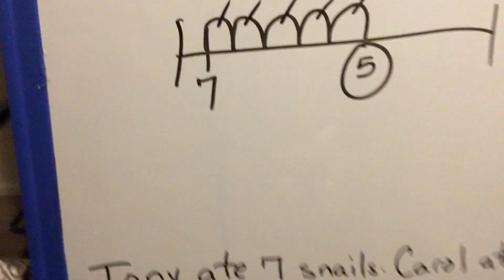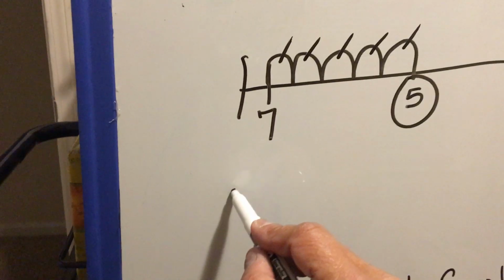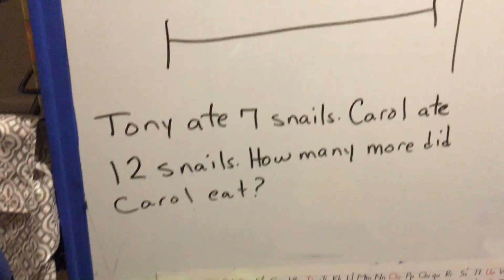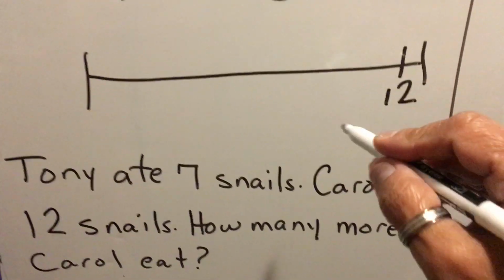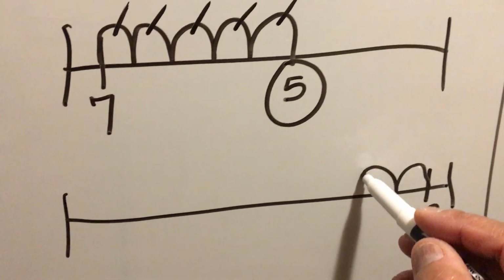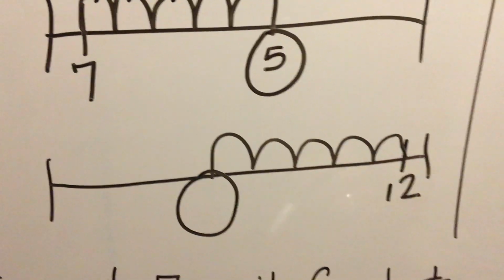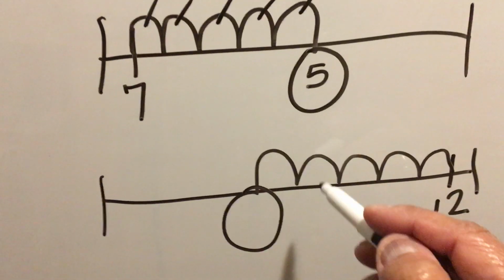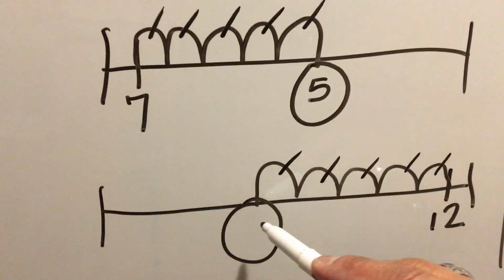Okay? I'm going to check my answer. I did the addition one, so now I'm going to do the subtraction one. If I'm going to do the subtraction one, I have to start with the bigger number. So my bigger number here is 12, and 12 starts on this side because it is the bigger number. I'm going to count down to 7. So it's 12, 11, 10, 9, 8, 7. I'm going to stop right there. I counted to 7, so I really don't need to fill that part in because that's where I stopped. But I do need to count my jumps. 1, 2, 3, 4, 5.